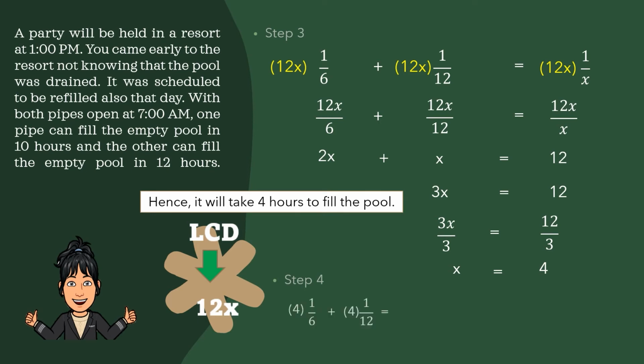Step 4. Substituting our formula, multiplying 4 to 1/6 and 1 over 12, to check if the answer is correct. So we have 4 times 1 over 6 is 4 over 6 or 2/3 plus 4 times 1 over 12 is 4 over 12 or 1/3. So 2/3 plus 1/3 is equal to 1.